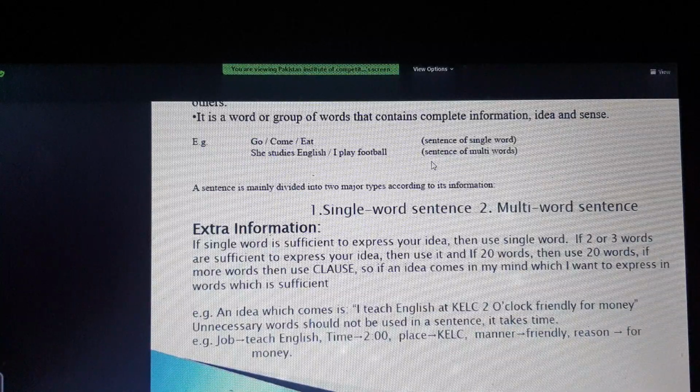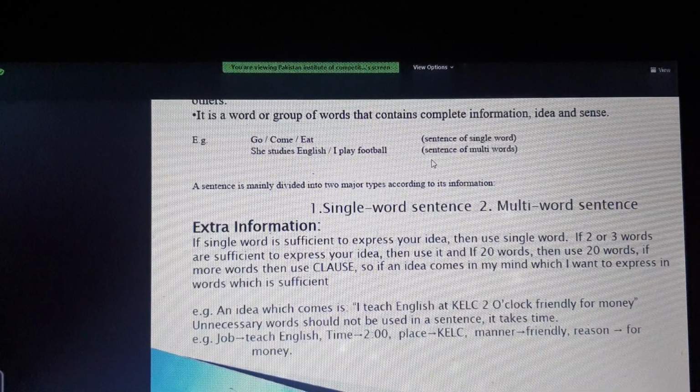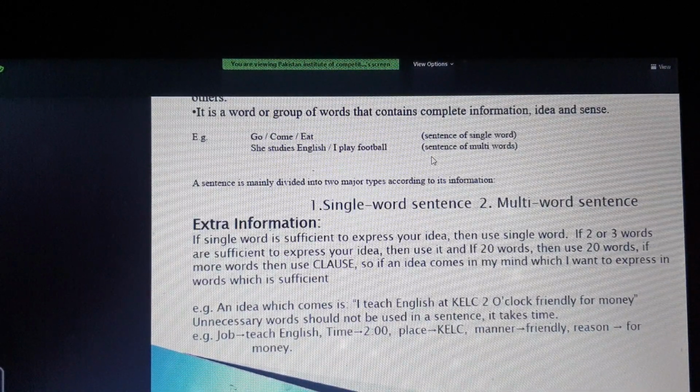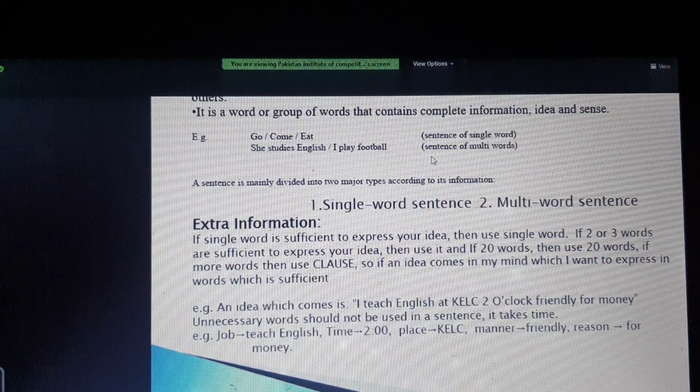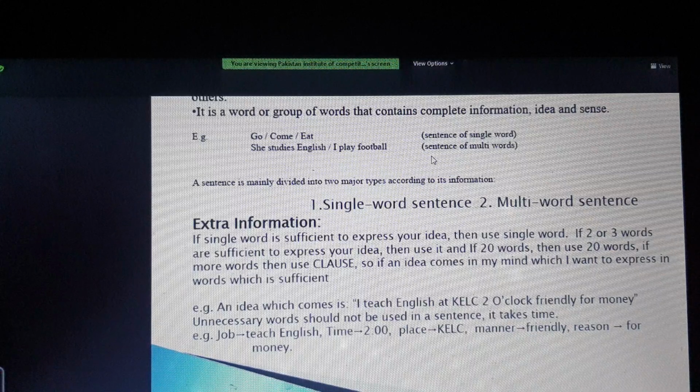So the answer is that you cannot decide the number of words before you see your idea. It is your idea or your thought which can decide the number of your words. There are some ideas which can be expressed by one word. So in this case, only one word is sufficient. There can be some ideas which cannot be expressed in a single word. You may need more than a single word.